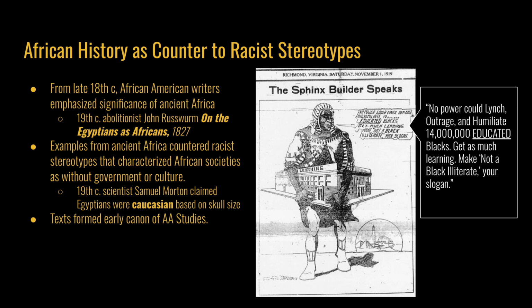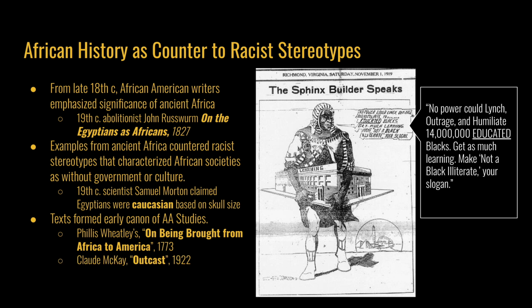Some texts that form the early canon of African American studies claim Africa as a homeland. Phyllis Wheatley, the first Black female poet to have a book of poetry published, is sometimes seen as the mother of all Black literature. One of her earliest poems, On Being Brought from Africa to America, describes Africa as a pagan land but claims it as a homeland nonetheless, because Wheatley herself was captured in Africa and enslaved as a young child. Claude McKay, a Harlem Renaissance poet, also describes his origins as African in his poem Outcast.